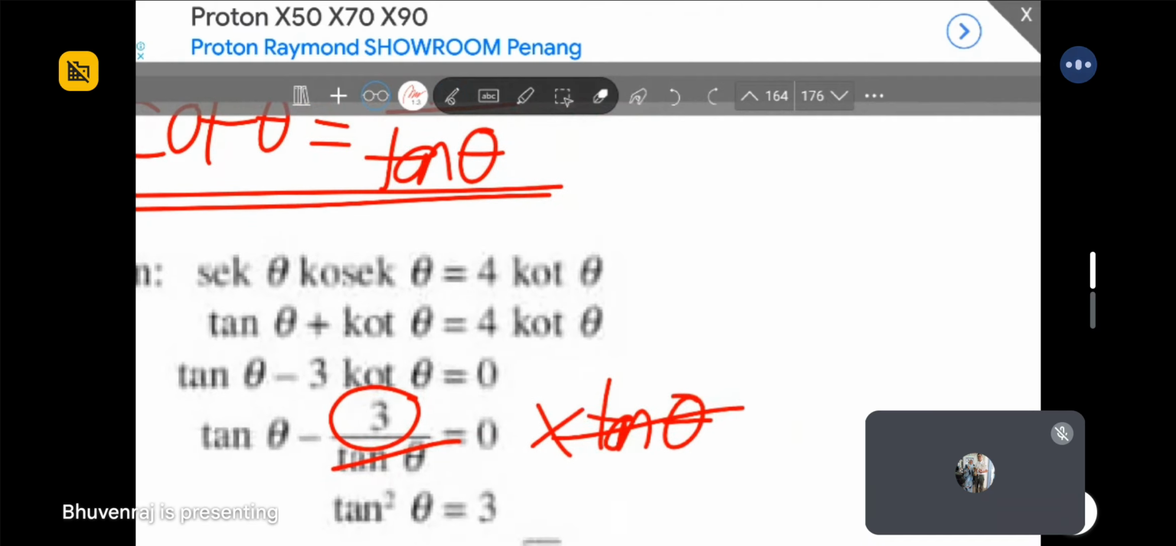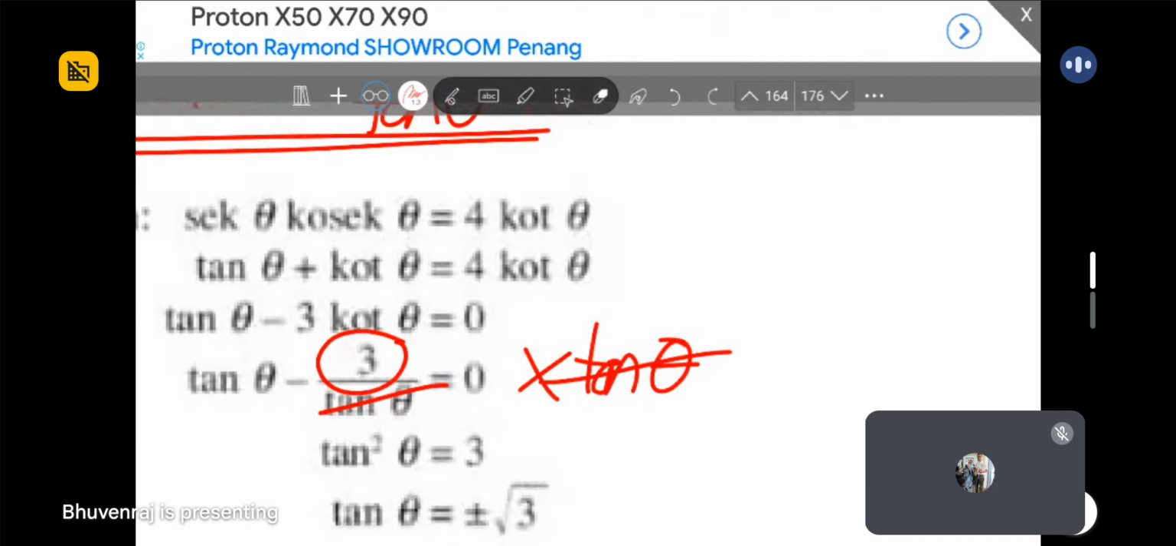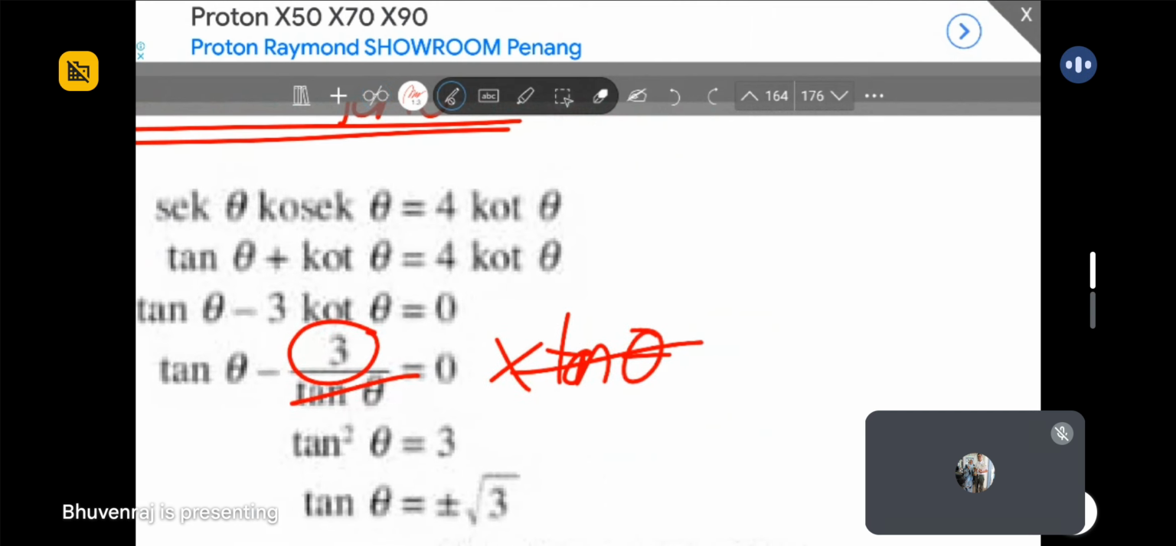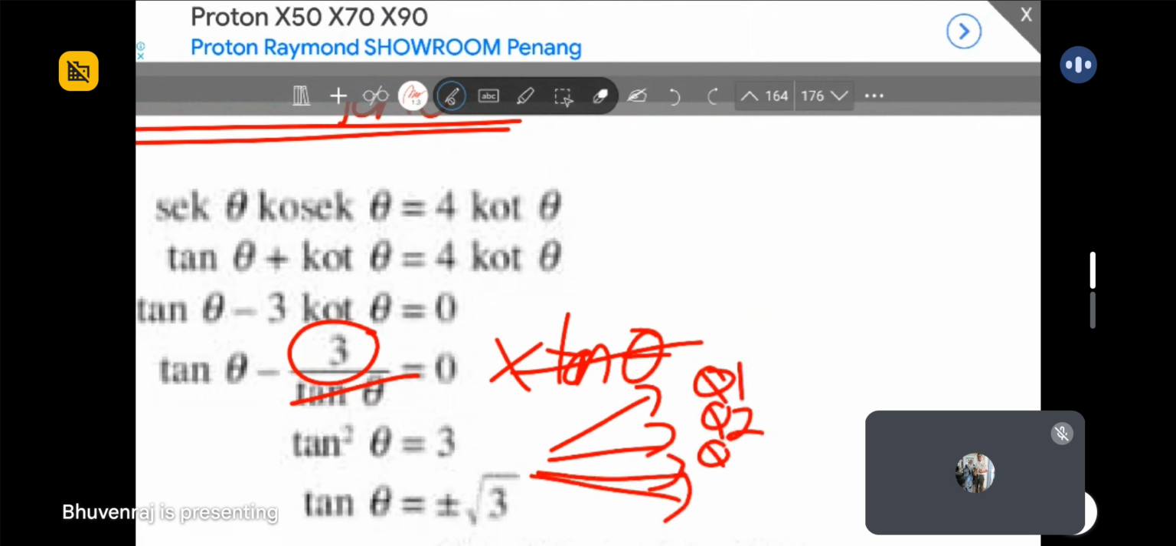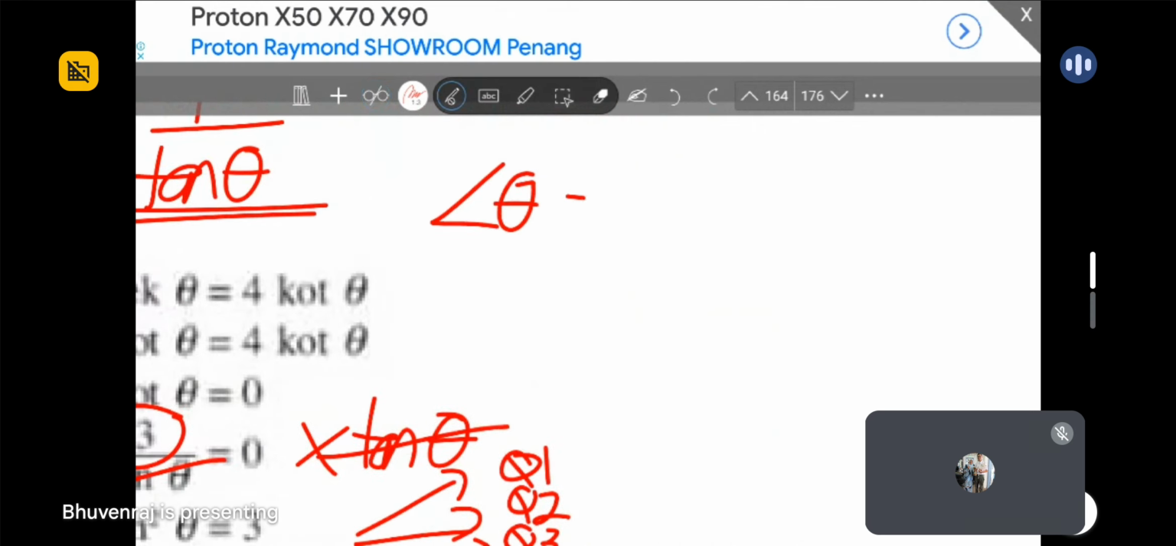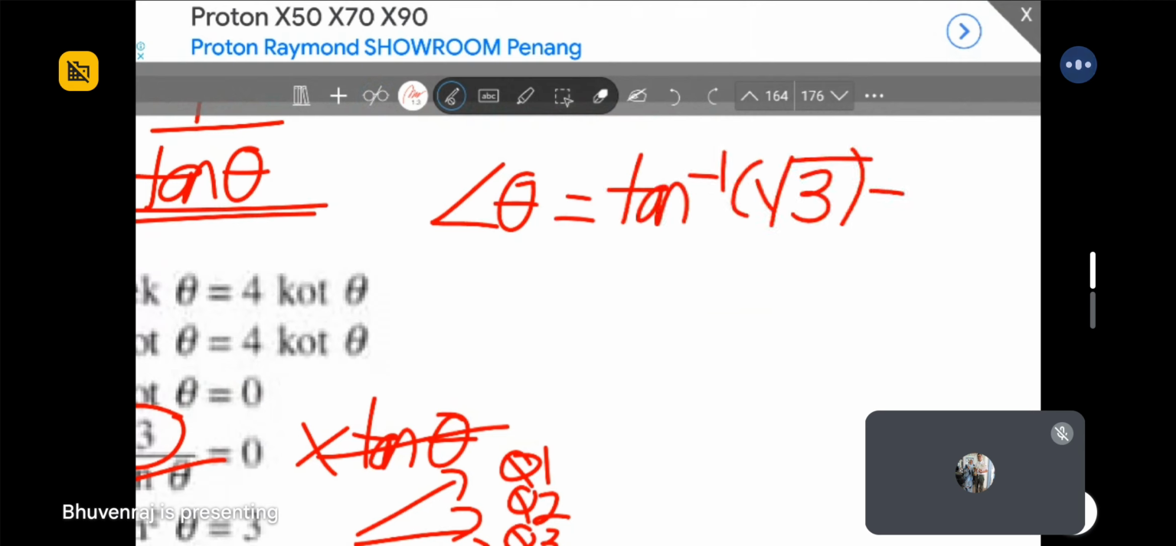Okay, so now, so tangent theta, you can have positive, negative, square root, punca kuasa 2, 3. So guys, you can have all the quadrant, right? Because you have positive and negative value. So Q1, Q2, Q3, Q4, semua boleh ada jawapan. You can have the answer one for all of the quadrant. Okay, so first step, you must find the reference angle. Okay, so rujukan. So tangent inverse root 3. Okay, so you will get 60 degrees, 60 darjah.